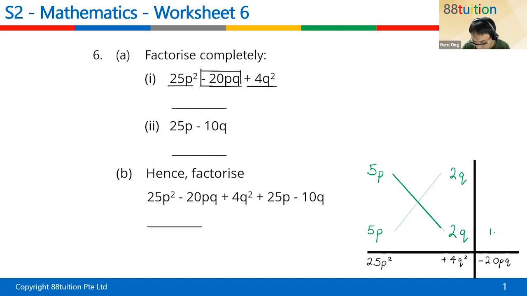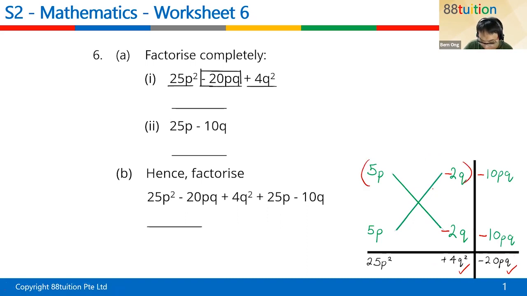5p times 2q is 10pq. What do I need? I need a minus 20pq. So down here, I need minus 10, minus 10. Press your calculator, you get it. So minus 10pq plus minus 10pq is minus 20pq. The minus I transfer to the left. Do a check: minus 2 times minus 2, is it a plus 4? It's correct. So they are all balanced up nicely.